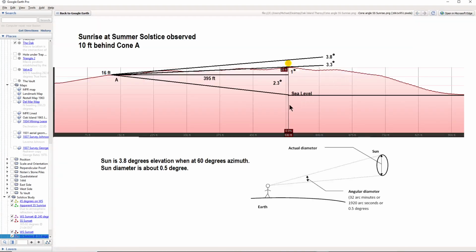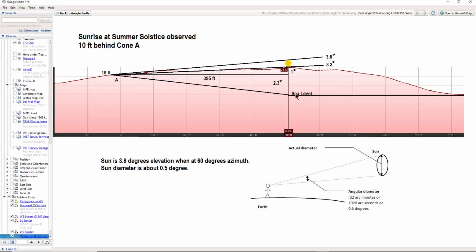So here is the terrain of cone A, right here. Now I have the distance set from 23 feet, the center of the obstacle at 23 feet, and standing behind cone A about 10 feet, which is 395 feet.